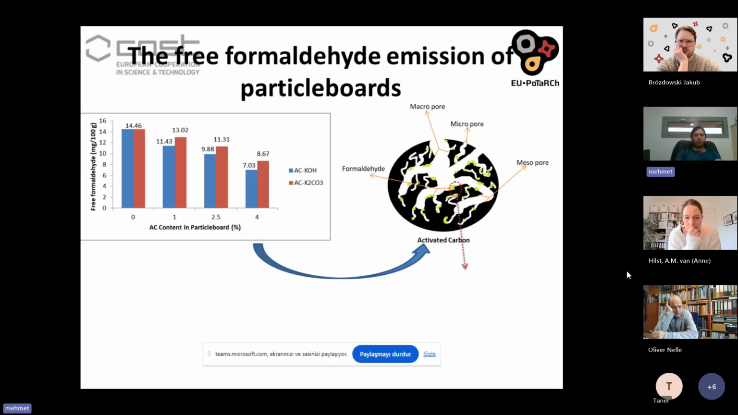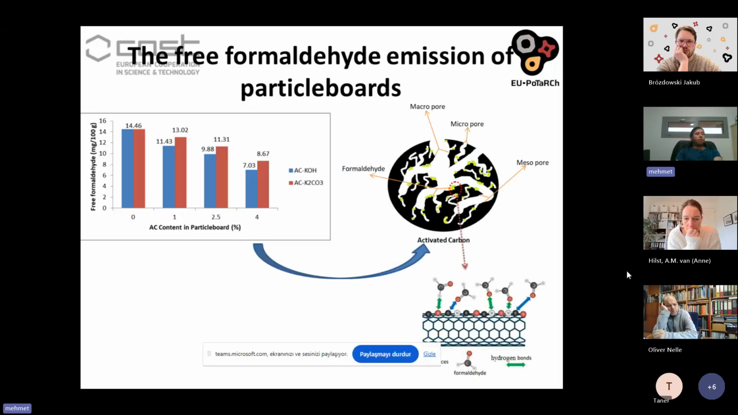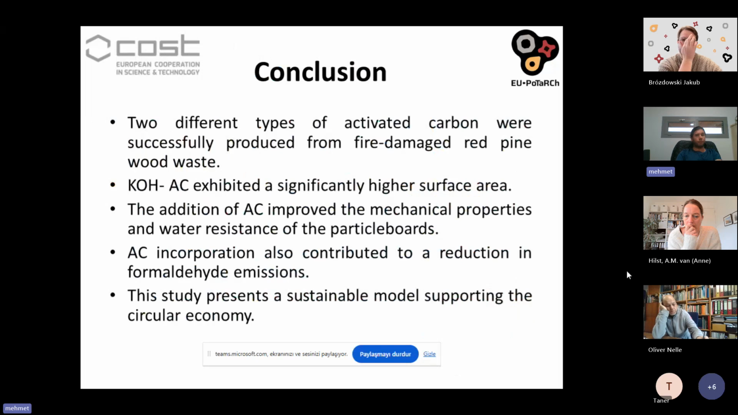And when we are looking at the absorption mechanism, the microstructure of activated carbon directly reduces the formaldehyde emission through absorption. Its polar surface compound and oxygen-rich functional groups capture formaldehyde molecules with hydrogen bonding and van der Waals forces.